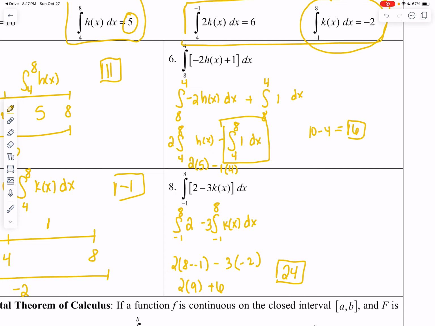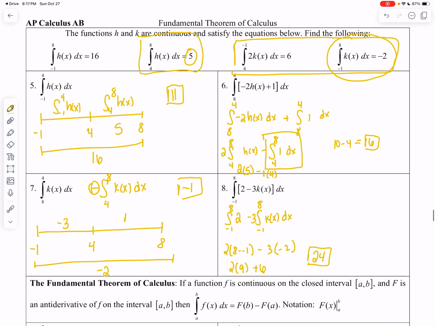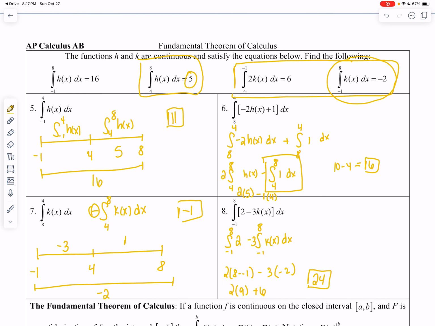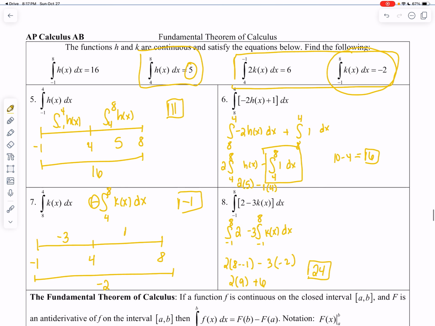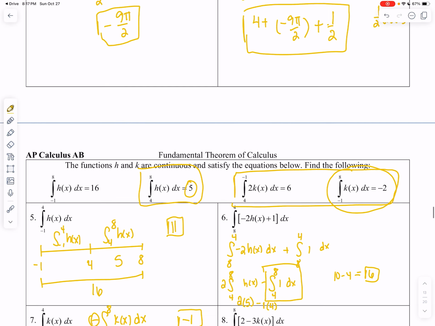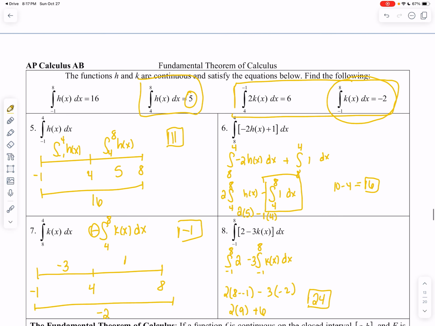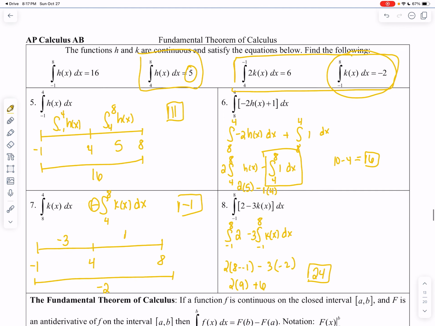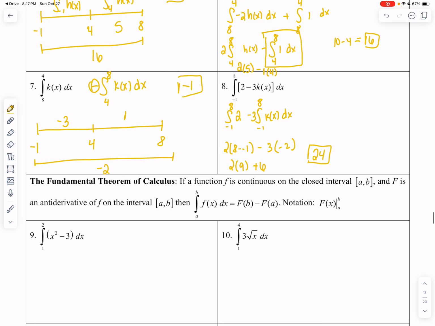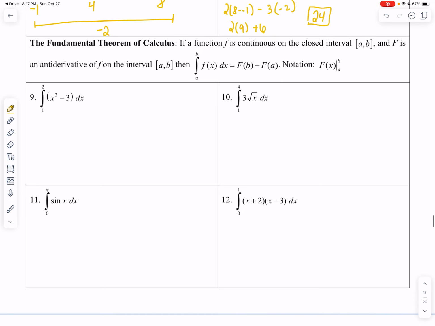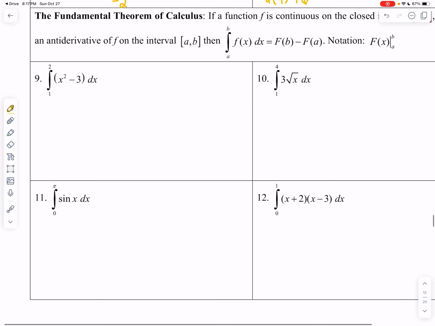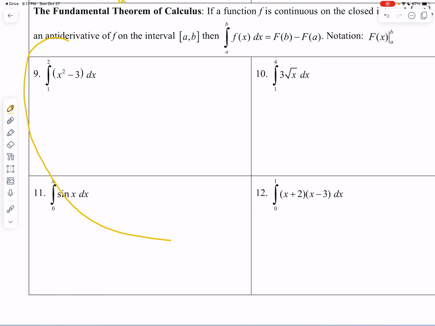All right, so that was properties of integrals without doing any integration. Honestly, we just found area, and then we used properties based off what they gave us. In the next video, we are going to be looking at the fundamental theorem of calculus and seeing how we can find the area under the curve based off of this right here.